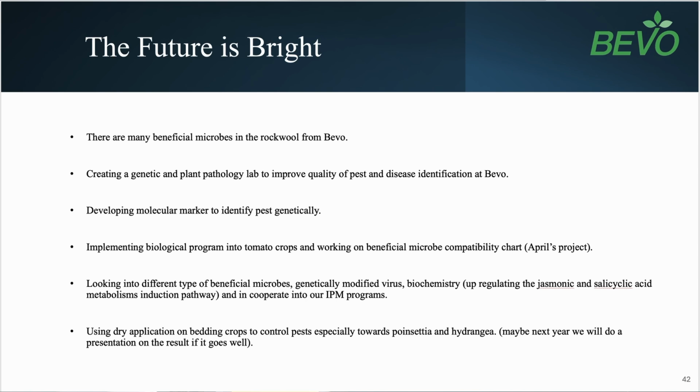There are many beneficial microbes in the rock wool from BEVO. In future, we are also planning to create a genetic and plant pathology lab to improve the quality of our pest and disease identification at BEVO. We also have a path to develop molecular markers to identify pests genetically. We can also implement a biological program into tomato. From all these crops, you probably see that I haven't introduced tomato yet because we have no plan at the moment. But we do have a plan. We are just still deciding what to do with the tomato crop itself because it's on the hairy side, so it is basically a different crop.